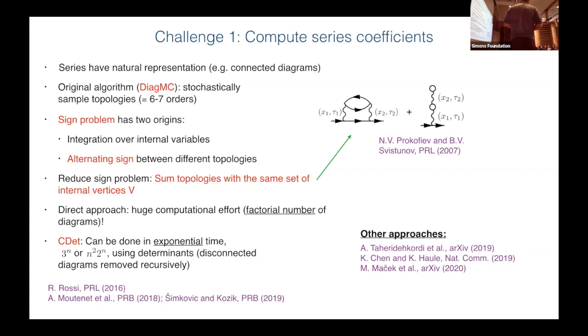So one of the improvements there was to sum over all topologies at every step. In principle, this would come with a factorial cost because there's a factorial number of topologies. But it's been shown, and this is nice work by Riccardo Rossi, that you can do that in 3 to the power n. It's quite expensive, but it's not factorial. That has been quite an improvement, and that algorithm is called CDet.